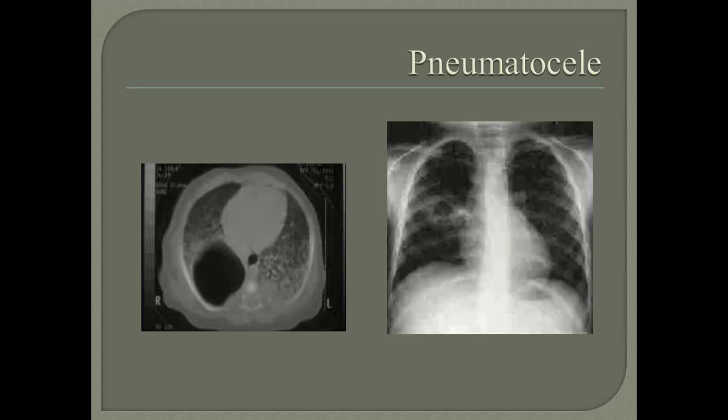Here's a pneumatocele, so we see this large black air-filled, so again this is a thin-walled air-filled structure. Is it fluid? No, because it's black, so it's air. This could be caused by some cavitating lesion. Here's where it shows up on the actual x-ray.